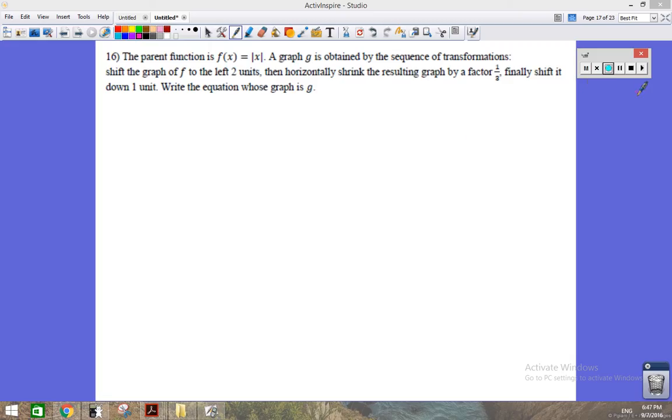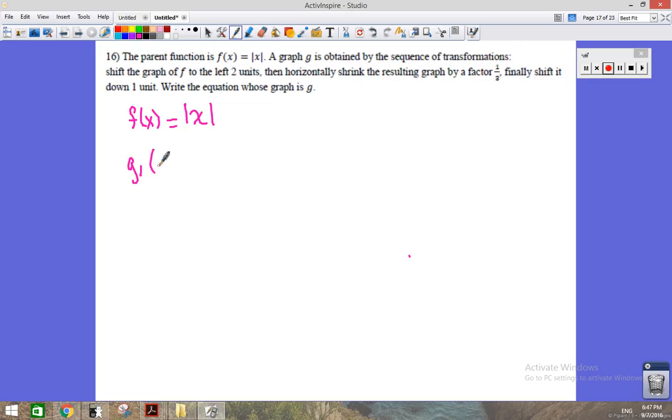All right, let's take a look at our solution for problem number 16. They give us the parent function f of x is the absolute value function, and they describe the sequence of transformations, and they want us to come up with the final equation.